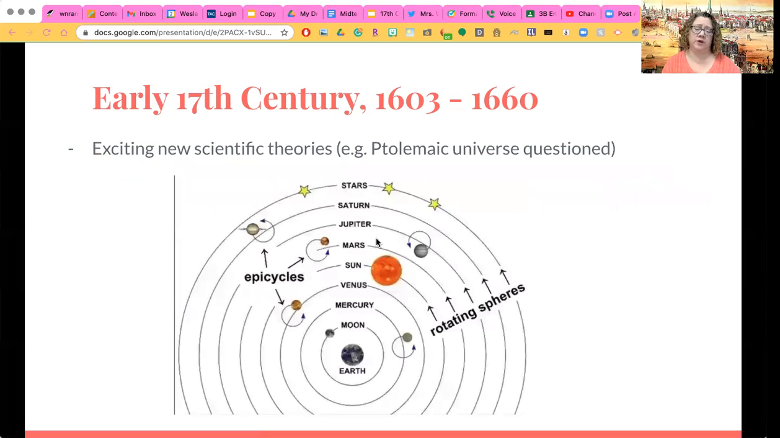Here's the Ptolemaic universe. I don't know if you're familiar with it, probably you are. But this has to be questioned because of the advent of the telescope. The idea was that all the planets, including the sun, revolve around the Earth. Ptolemy came up with that idea, but we have to start questioning that in the 17th century because telescopes start to tell us something different. And there's another order to the universe.